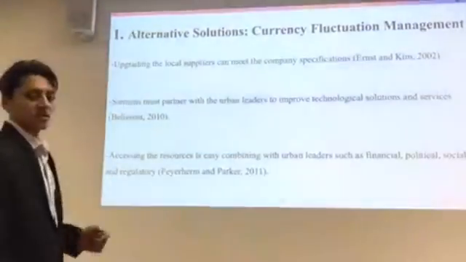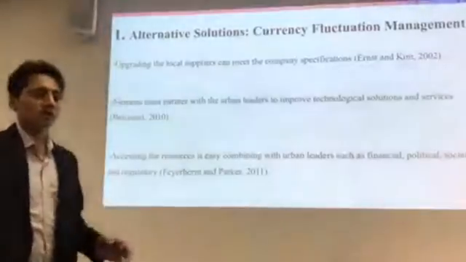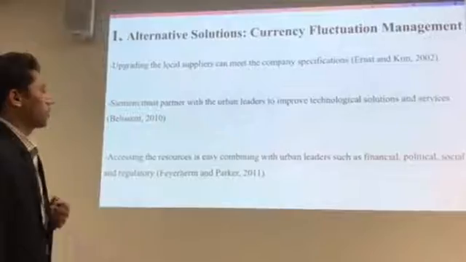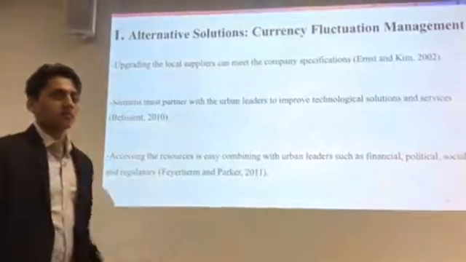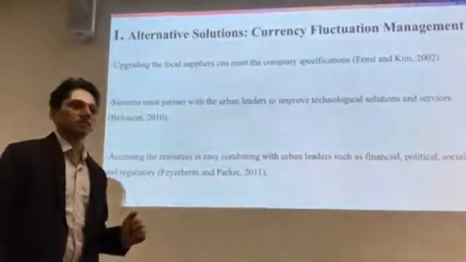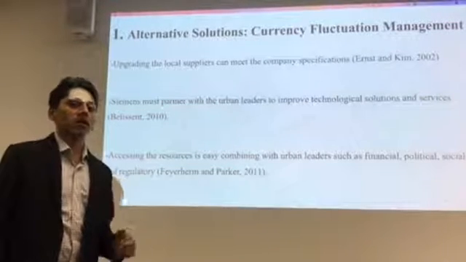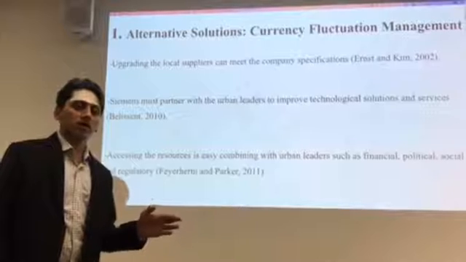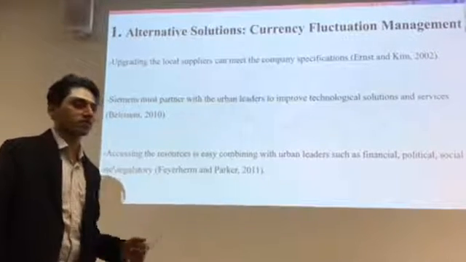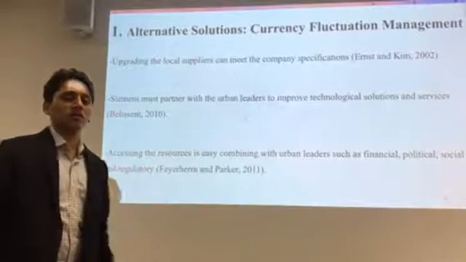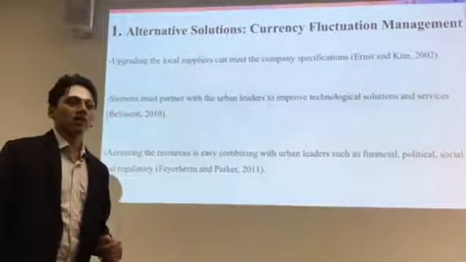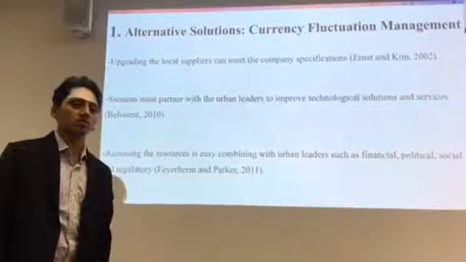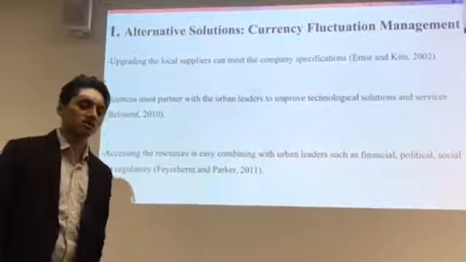First, upgrading the local suppliers. How can we minimize currency fluctuation? We can upgrade the local suppliers. That means we can produce the products related to cement in the local countries in which they are operating, rather than in the host countries. That will reduce the import cost, and obviously a reduction in import cost will reduce the currency fluctuation issues.